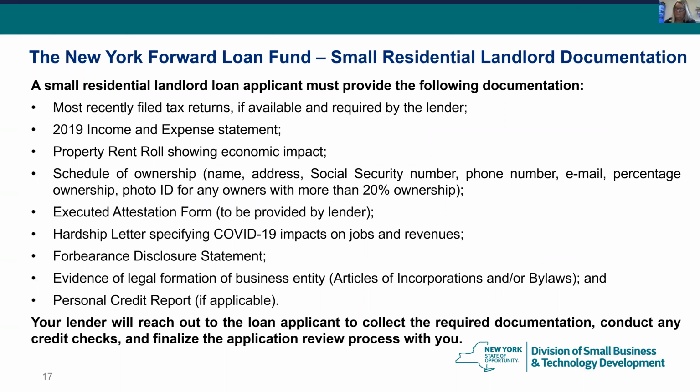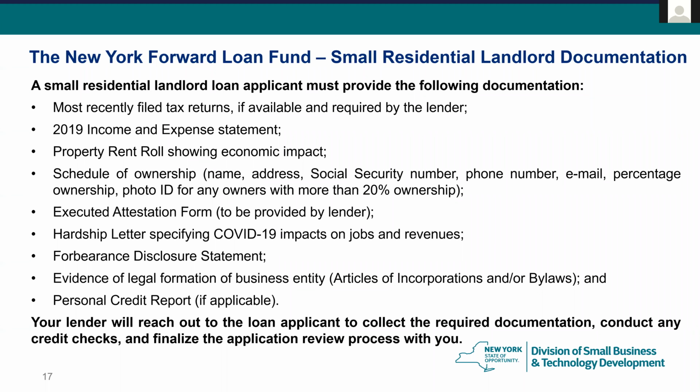Documentation-wise, it's very similar. Most recently filed tax returns, your 2019 income and expense statement, probably going to need a draft of your 2020 income and expense statement now too, since December. Property rent roll. This is an important change for a small landlord. You're going to need your rent roll that shows your economic impact. It's going to show who your tenants are and what they should be paying, what they've been able to pay. Your schedule of ownership. Your executed attestation form again about paycheck protection and EIDL loans. Hardship letter, which is going to detail the impact of COVID-19 on your business.